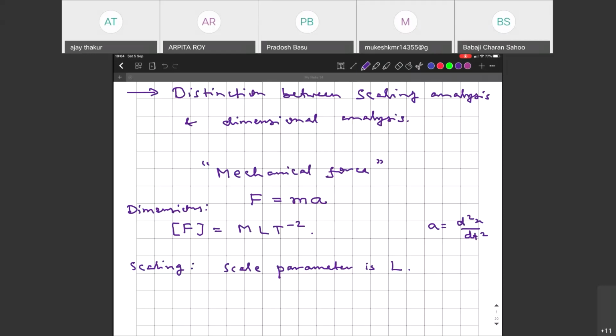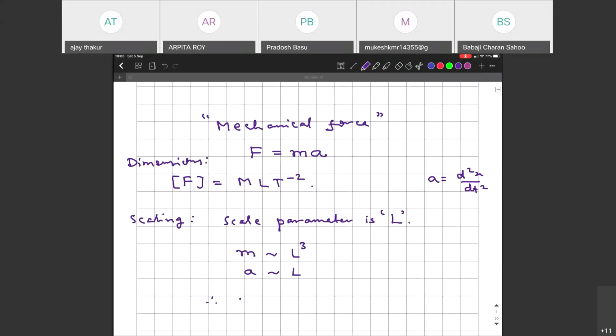So with respect to length, if length is essentially measuring the dimension or the side of a particular object, then we know that the mass scales as cube, because as L increases, the volume is going to increase, and assuming that the density remains constant, indeed density is going to remain constant. So therefore mass goes as length cube and acceleration as length, right? So therefore force is going to scale as length to the power 4.